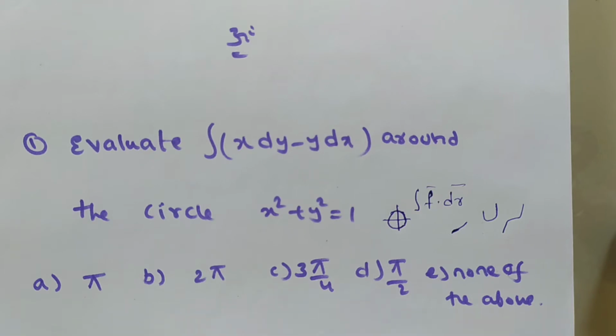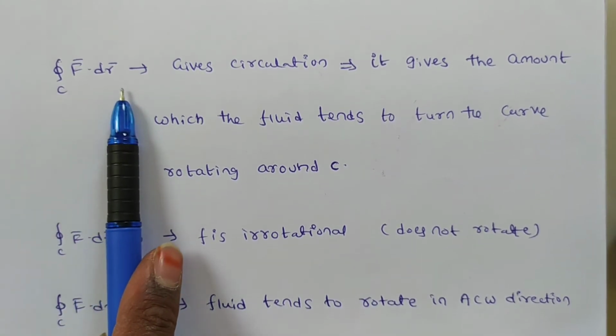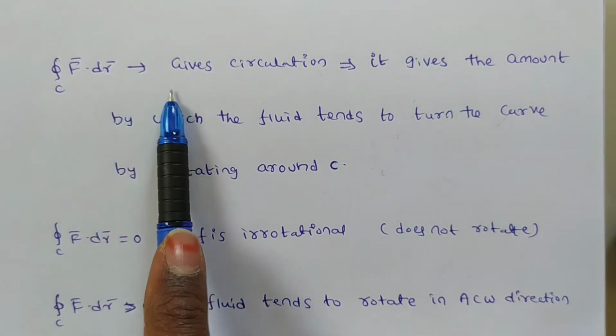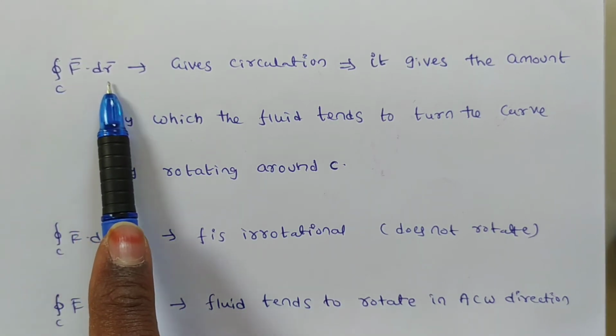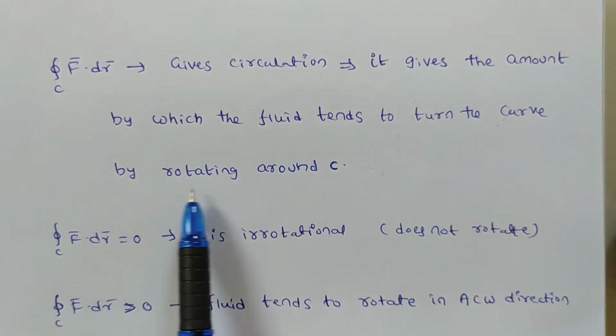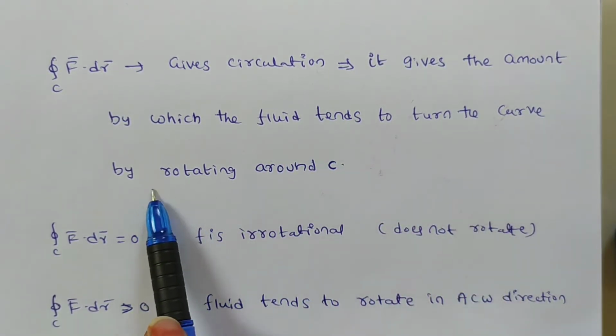Before going to solve the problems on circles or closed curves, we have to learn some basic concepts you have to remember. See, the integral over C of F bar dot dr bar, where C is a closed curve. A closed curve may be a circle, a hyperbola, a square, or a rectangle. In this case it gives the amount by which the fluid tends to turn around C. It represents the fluid tending to rotate around the curve C.